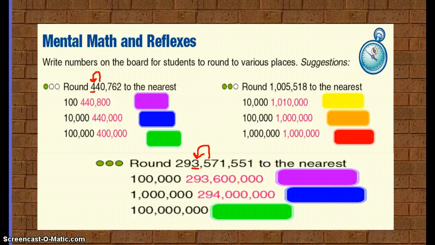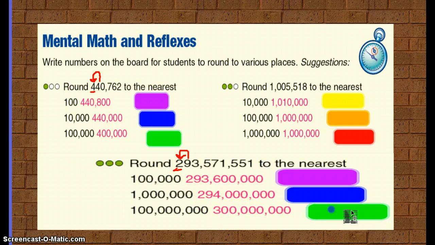And the final one is talking about the 100 millions place, which is the 2. The 9 is telling me what I should do with that. So that's telling me that I need to round up. So the 9 is telling me to change that 2 to a 3, so it's 300 million.